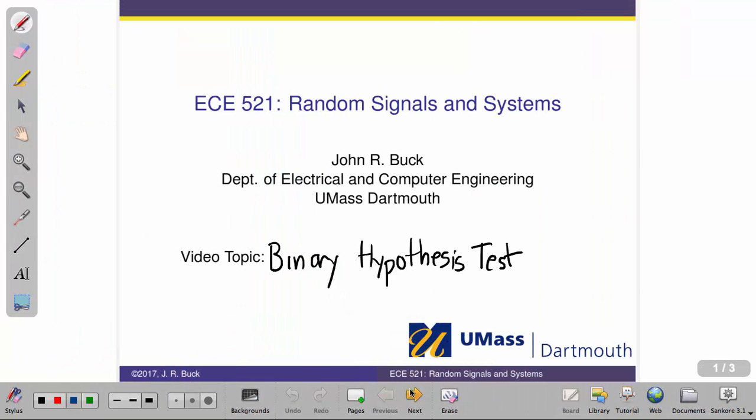Wrong page. All right, here we go. So for the binary hypothesis test, wrong color. All right, here we go. Binary hypothesis test. This time for sure, Rocky.